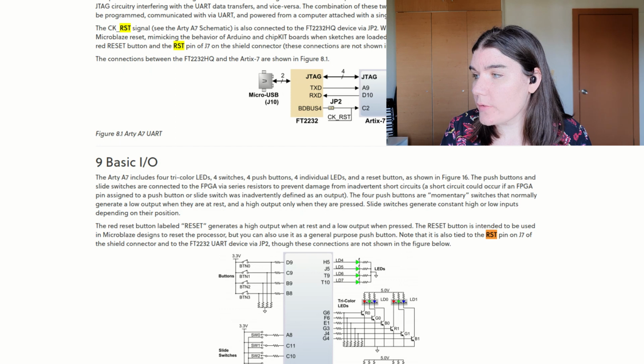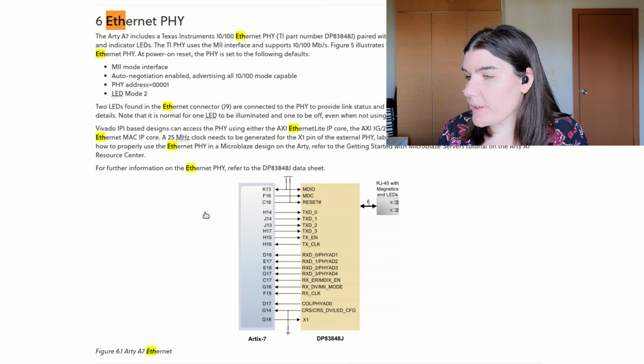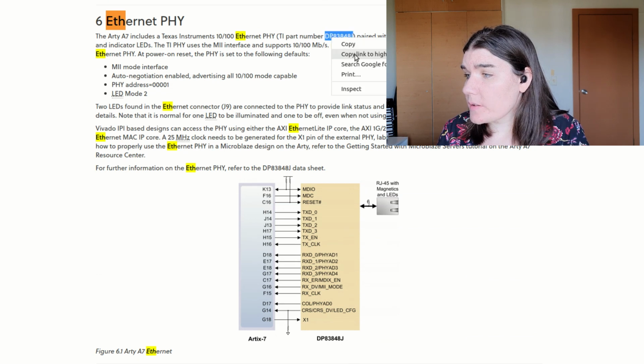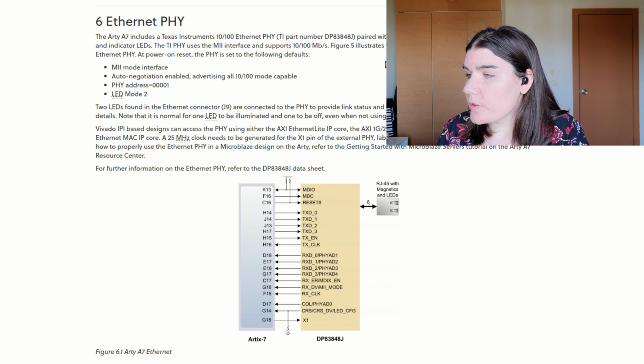So I'm going to head over to the Ethernet, and we can see that this chip is that guy who I don't recognize. Oh, it's a TI chip. It's not that ubiquitous one. And it's the MII interface.